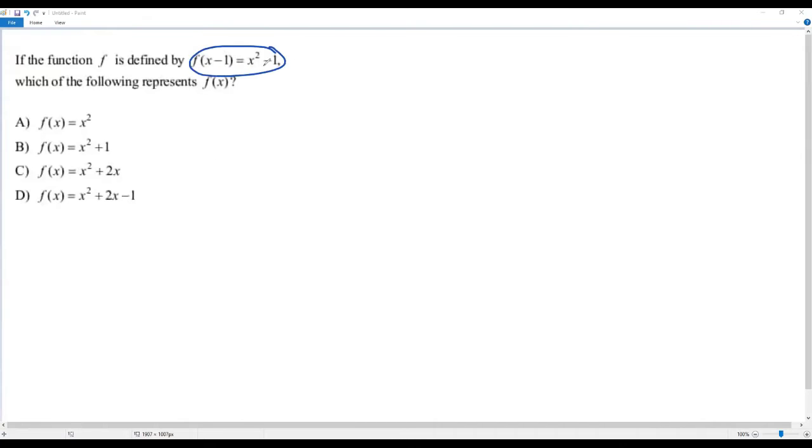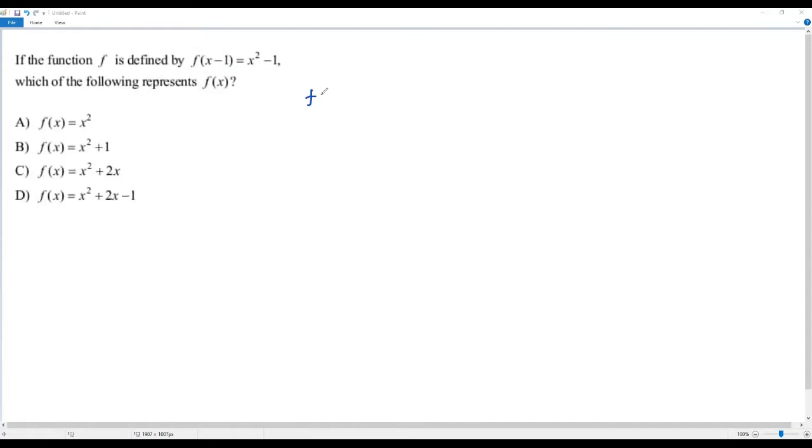this function is not in regular format. A function is considered to be in regular format when we have a single variable over here in the place of x minus 1. But here we don't have a single variable, we have an expression. And according to the question, we have to get this function in regular format, that is f of x, because here we have a single variable. Okay, how do we get this function in regular format?